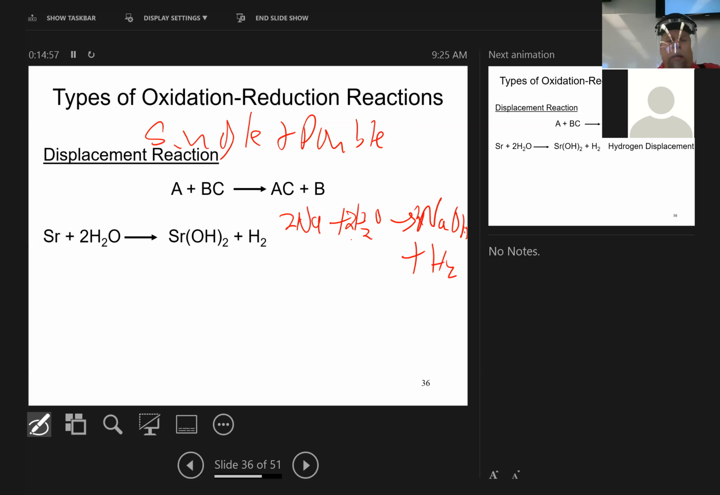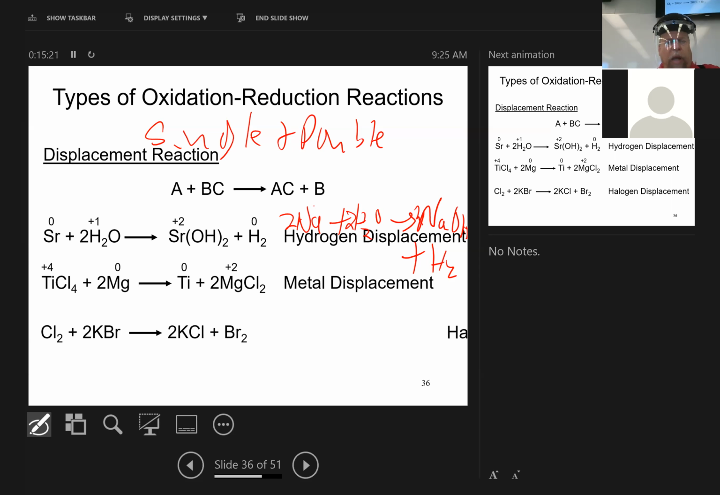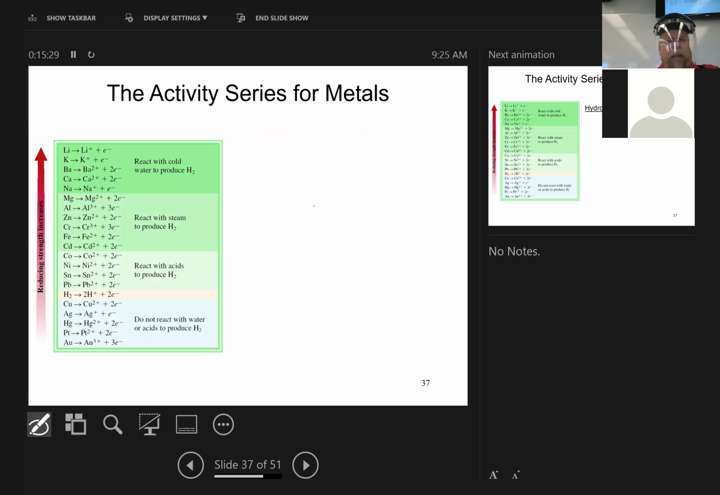Okay, so there's a whole variety of different things related to what these are. Hydrogen displacement in this example is one. And there's another one related to this too, where you've got titanium chloride plus magnesium goes to titanium plus magnesium chloride, and metal displacement. And again, you got the changing in oxidation numbers, and then the halogens replacing each other there, and they're all oxidation things. And this is the activity series for metals, and it kind of illustrates how these work, okay?